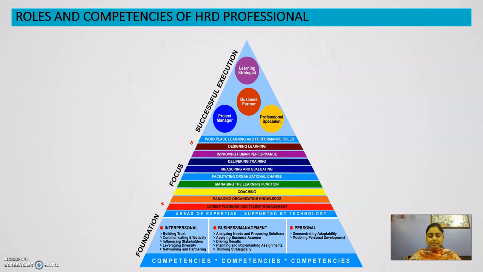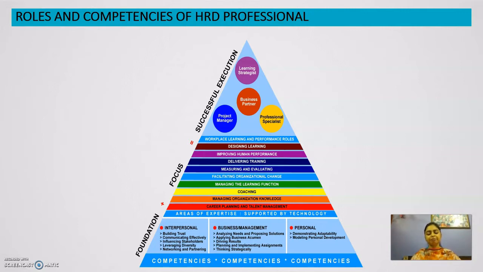When we talk about this pyramid, the competencies are a cluster of skills, knowledge, abilities and behaviors required for people to succeed in the learning and development field. The model is based on 3 layers of successive building blocks, shown in this pyramid: foundational level, focus level, as well as execution level. When we add foundation and focus, we get successful execution, or we can say that for successful execution, you have to focus on your foundation level as well as on your focus level.